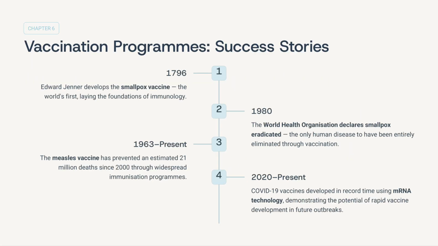Vaccination programs have transformed public health. The smallpox vaccine pioneered immunology, measles vaccination has prevented millions of deaths, and recent mRNA COVID-19 vaccines showed how fast vaccines can be developed. The timeline highlights successes and why sustained immunization efforts matter.